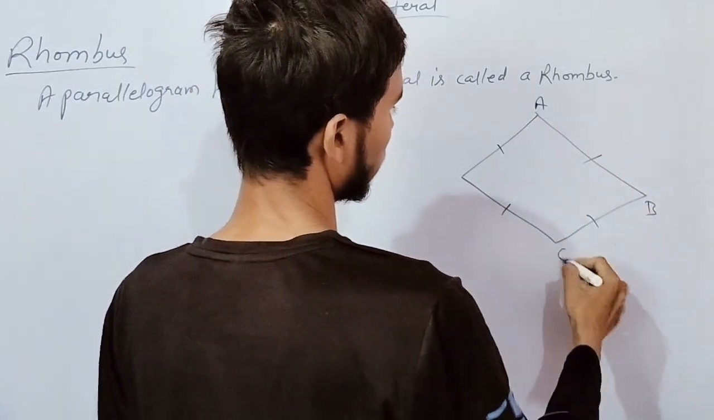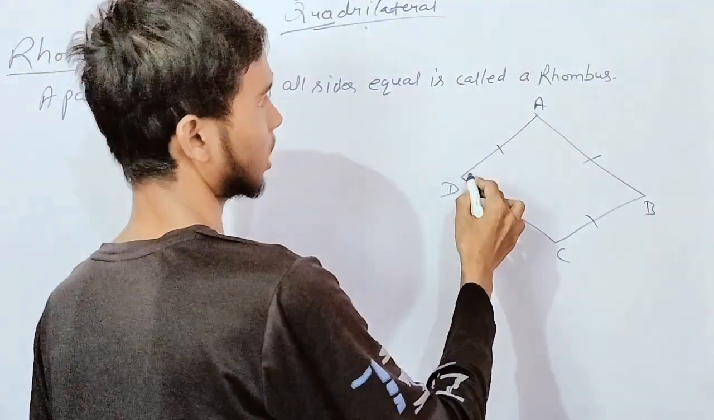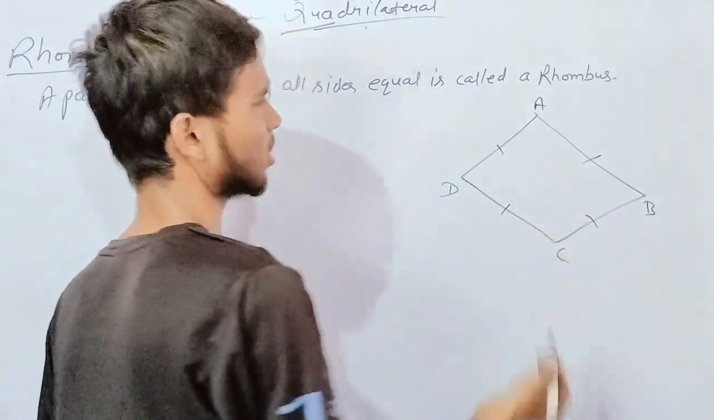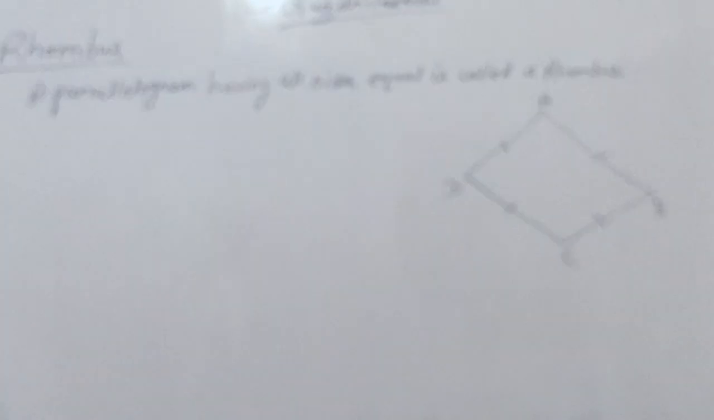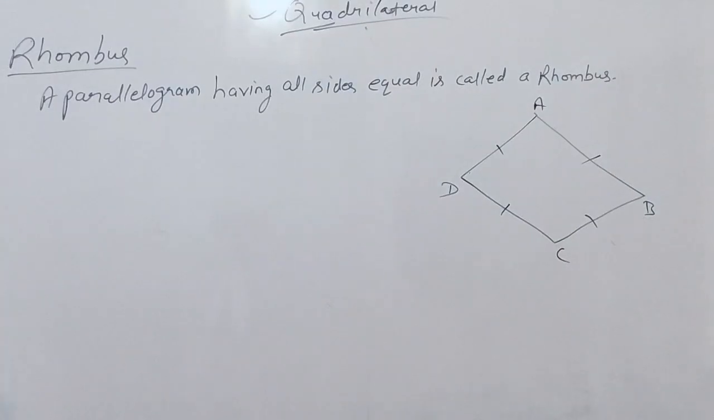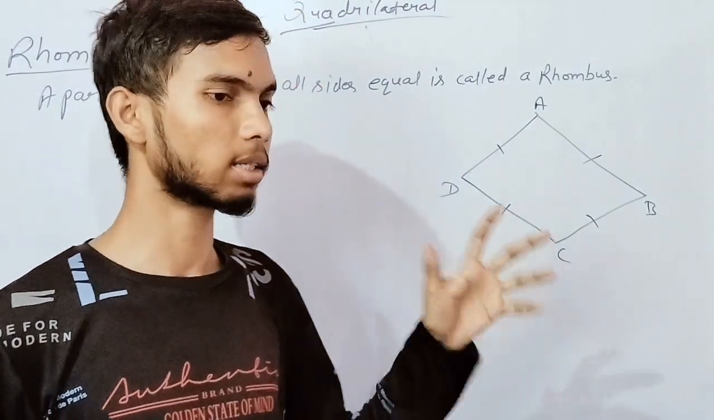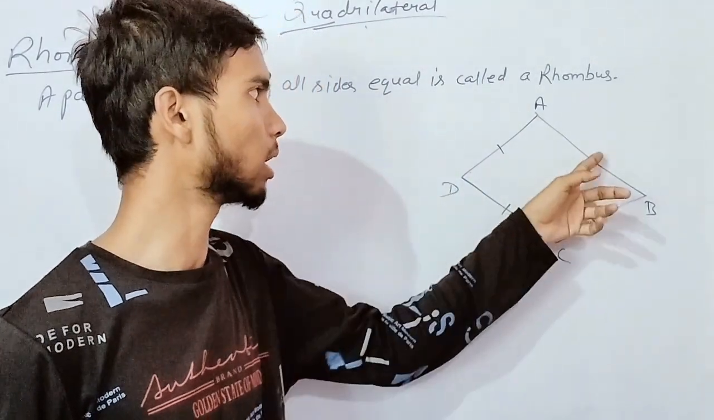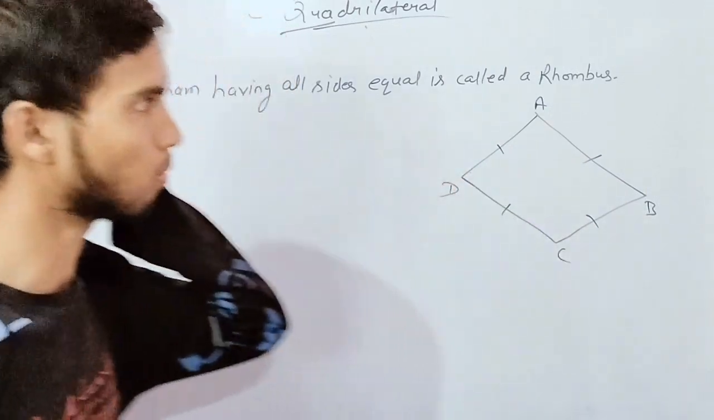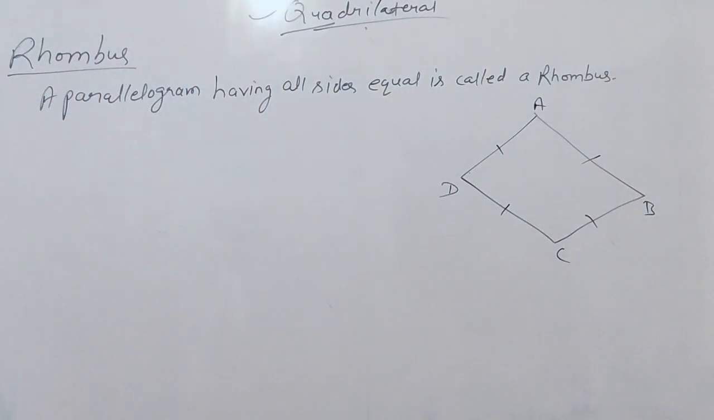A, B, C, D. But the angles can be different. It is also a parallelogram. A parallelogram says that sides will be parallel. This will be parallel to this. This will be parallel to this. Both lines, no line will intersect each other.